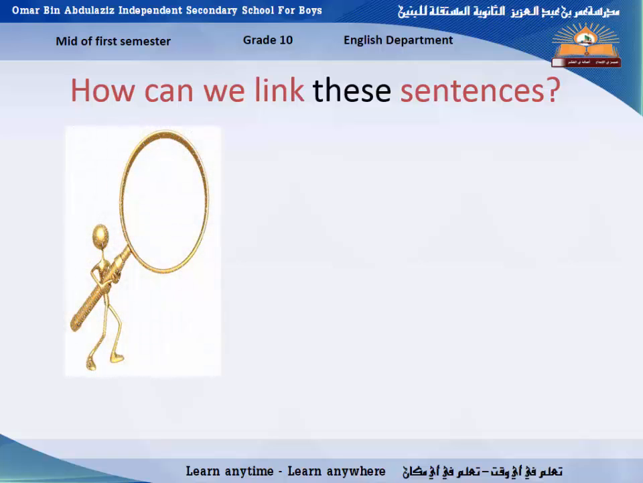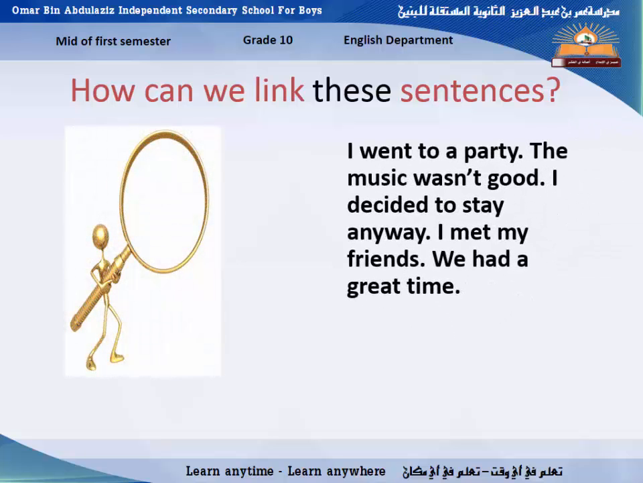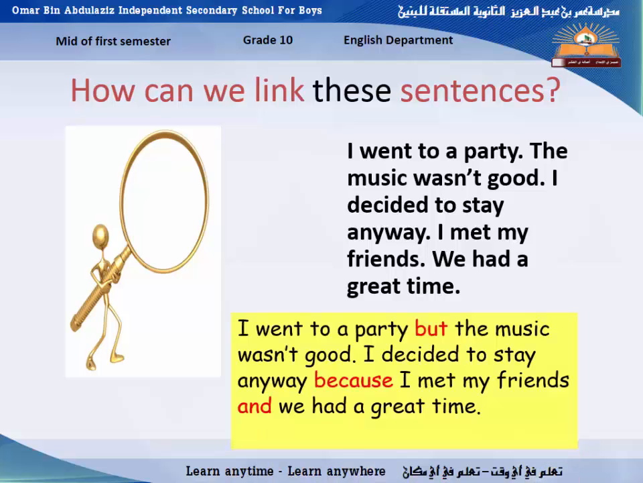How can we link these sentences? I went to the party. The music wasn't good. I decided to stay away. Anyway, I met my friends. We had a great time. Look at that yellow box where we connected the sentences with each other using some linking words or connectors. I went to the party, but the music wasn't good. I decided to stay anyway because I met my friends and we had a great time.